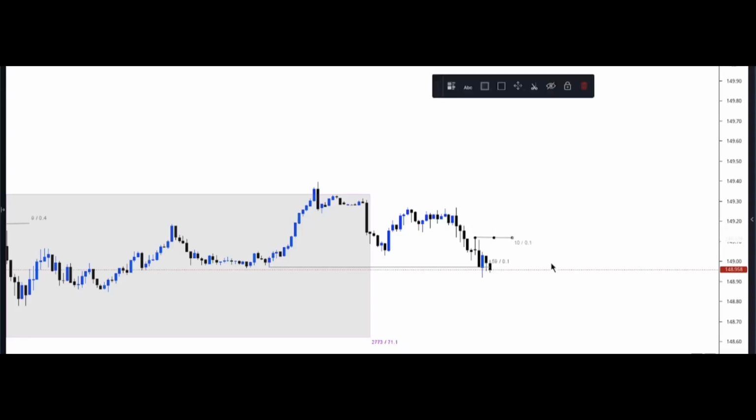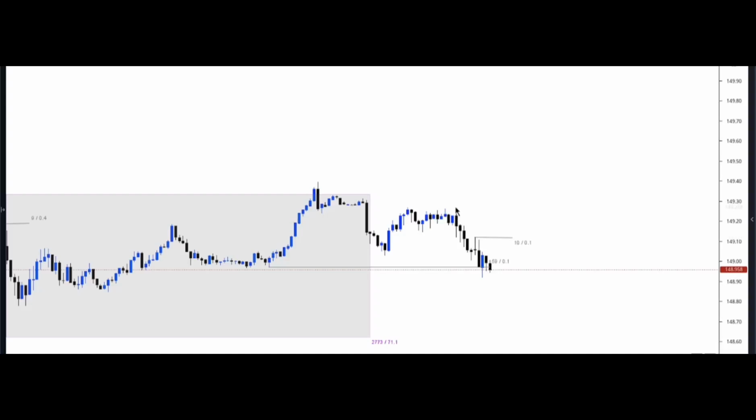This one, that's your inducement. Okay, now after inducement is what? Is your area of interest. And where is the area of interest here? Well, your area of interest is supposed to be this one, but as you can see, this inducement has already mitigated it. So what we are to do is to mark out this.